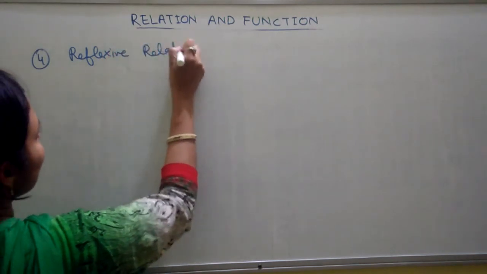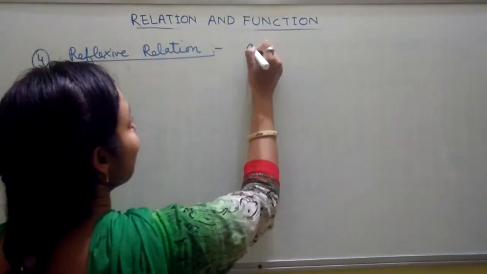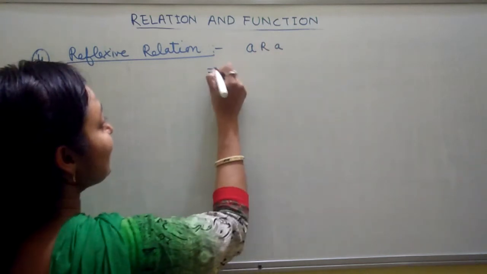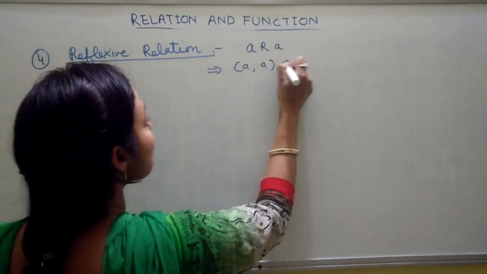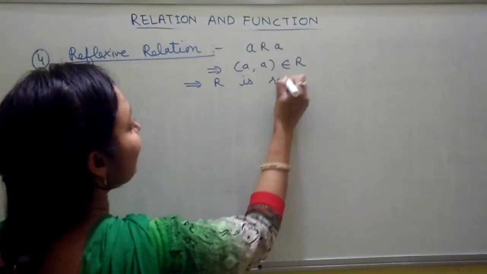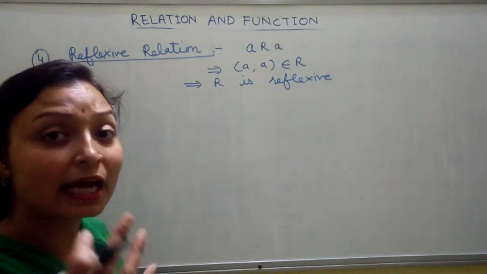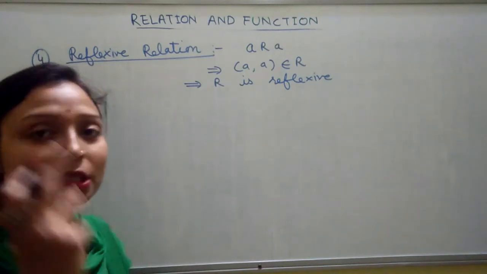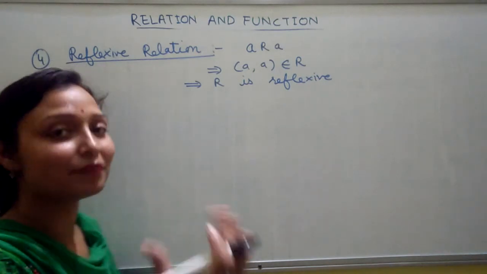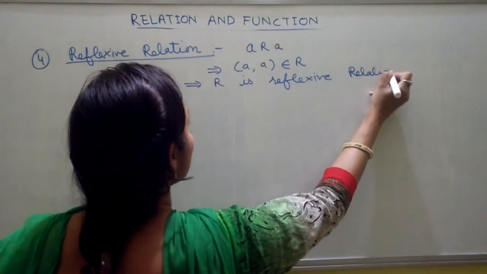Reflexive relation, very easy. Let us suppose A is related to A, means (A, A) belongs to R. Then it is said that R is reflexive. Now reflexive and identity make confusion in your mind. What is the difference between identity and reflexive relation? Now come to the difference.